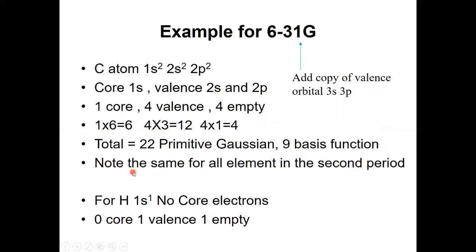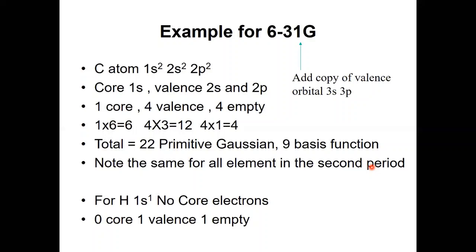Note the same holds for all elements in the second period. If you use oxygen, nitrogen, all of them in the second series, all of them will have the same number of primitive Gaussians to express the same 9 basis functions.